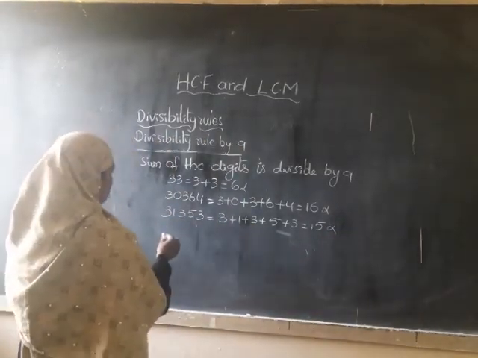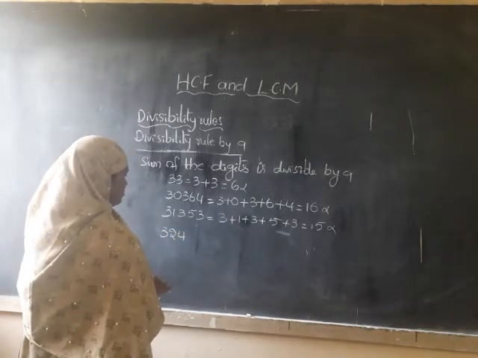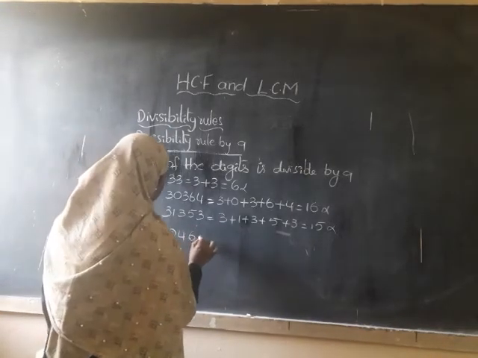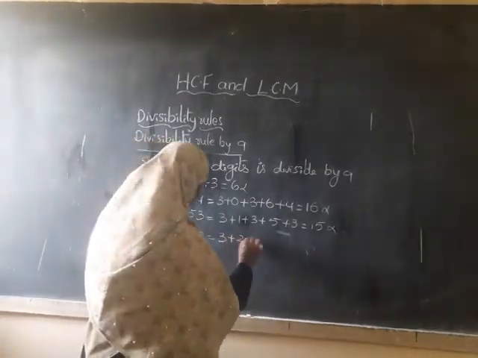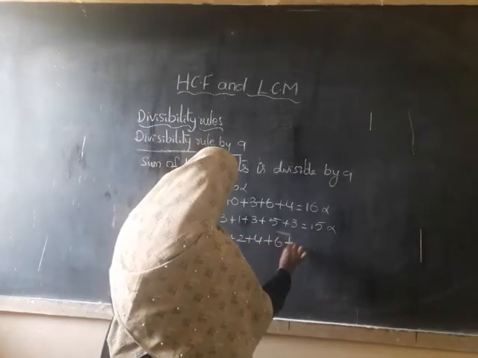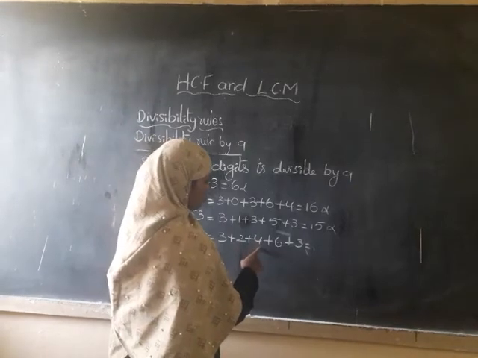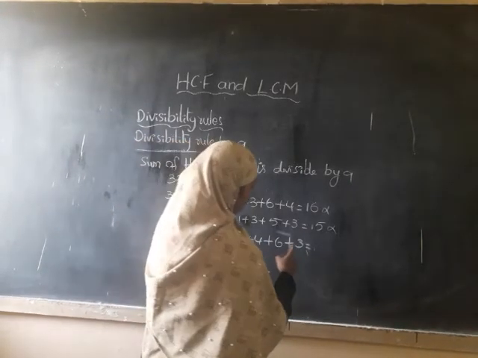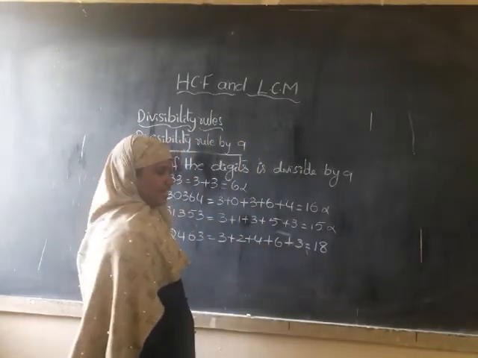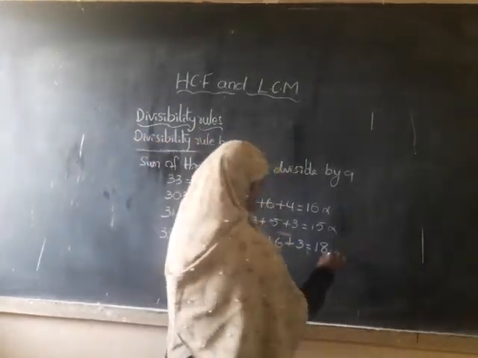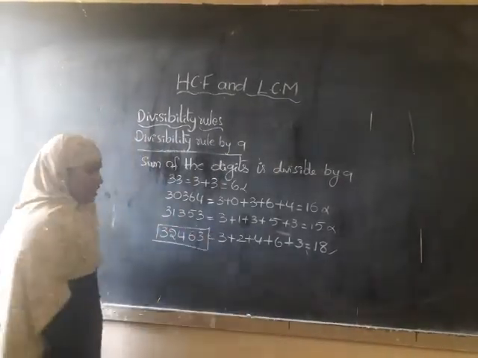Now 3 plus 2 plus 4 plus 6 plus 3. 3 plus 2 is 5. 5 plus 4 is 9. 9 plus 6 is 15. 15 plus 3 is 18. Is there 18 in the 9 table? Yes, 18 is there. So it is divisible by 9. So this number is divisible by 9.